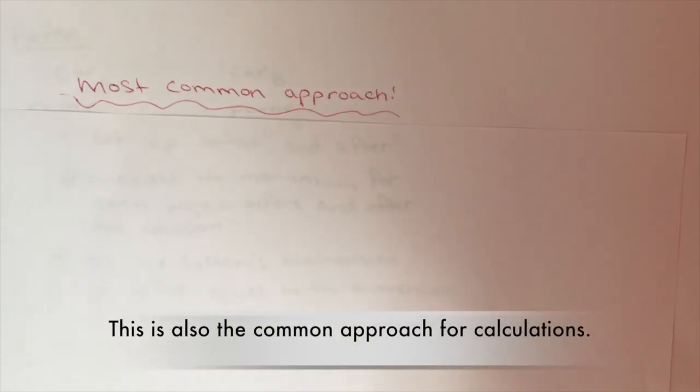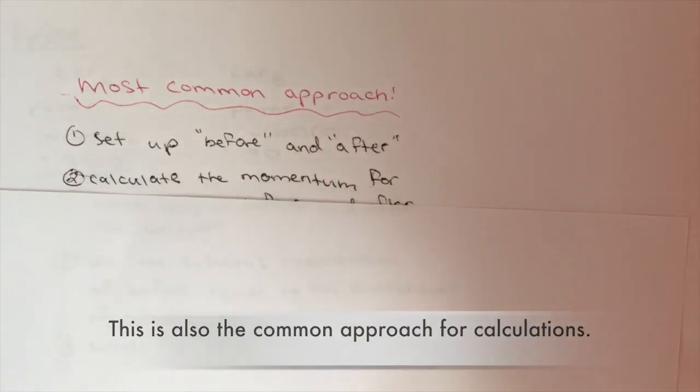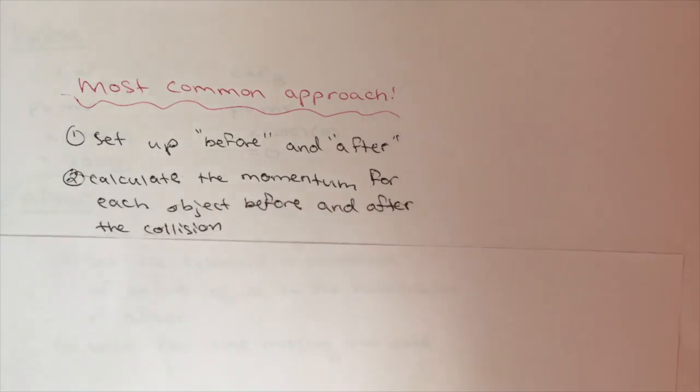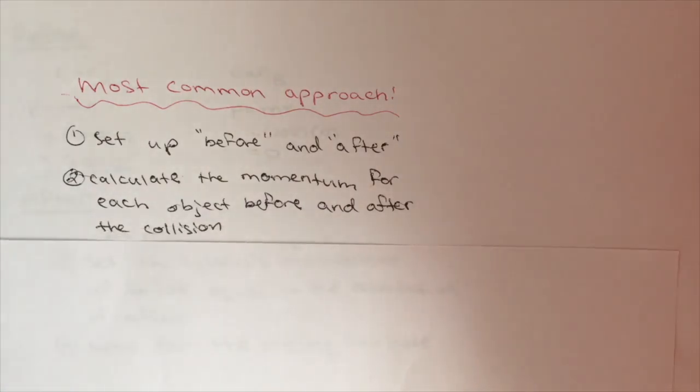So the most common approach is to set up a before and after category, and then you calculate the momentum for each object before and after the collision. So let's say, for an example, your system has two objects, a rabbit and a turtle. You're going to set up a before column and an after column, and you're going to find the momentum for the bunny, then the momentum for the turtle before, and then you're going to go to the other category and find the momentum of the bunny and then the momentum of the turtle after.